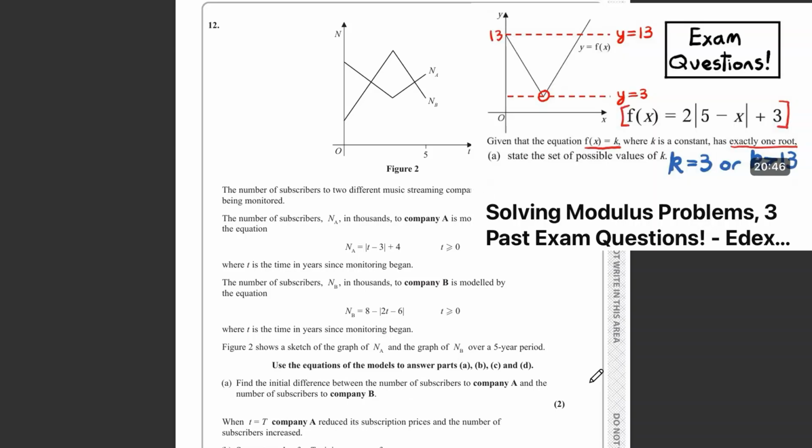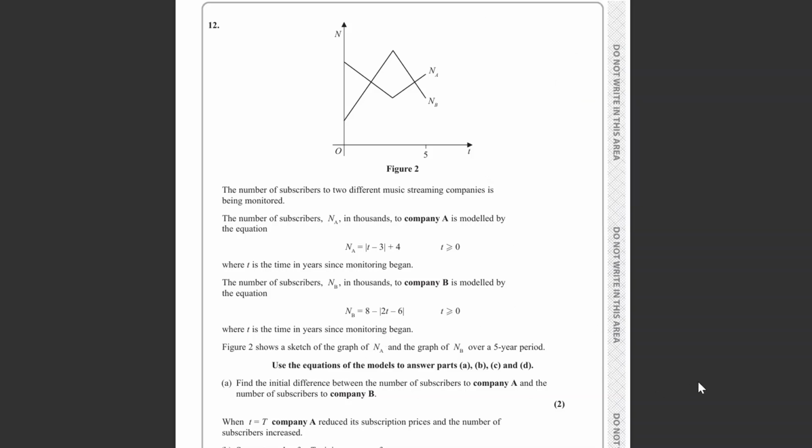So this is a modulus question. We did a video on modulus questions like this. So the way that we do this is initial. Remember, whenever you see the word initial, this is where t is equal to 0. So essentially we're just going to sub in t is equal to 0 into this equation for NA and NB, and then find the difference between these 2 numbers.